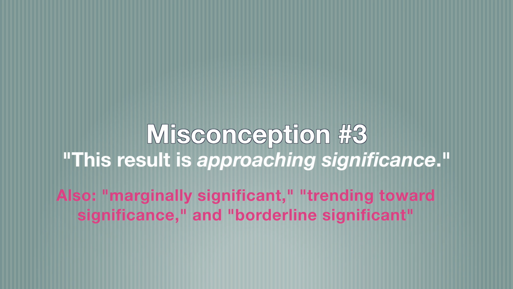Alpha is a decision rule. You committed to a threshold before collecting data. Either your result cleared it or it didn't. Treating p is equal to 0.07 as almost significant smuggles a continuous interpretation into what is supposed to be a binary decision, which is precisely the kind of reasoning the framework was designed to prevent.